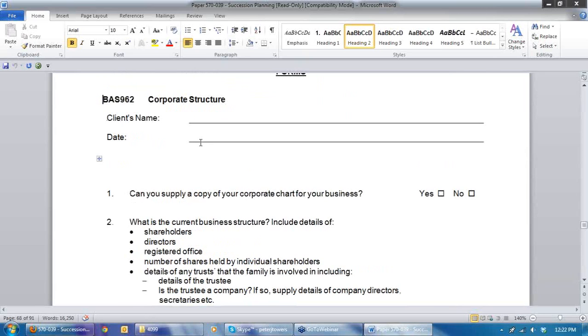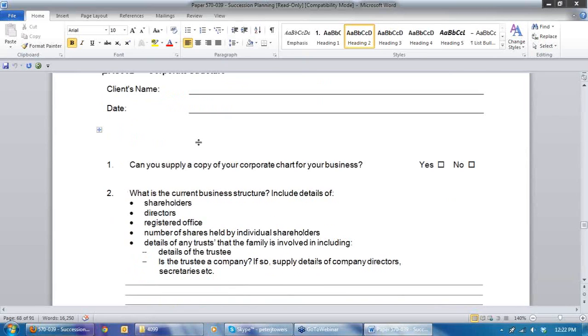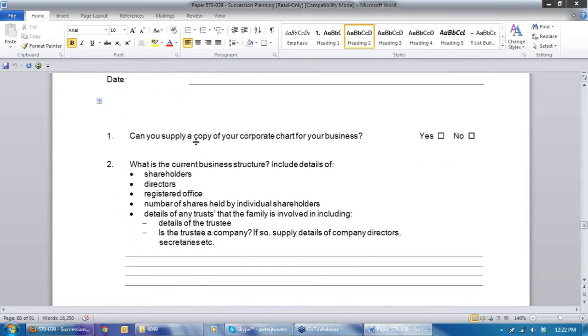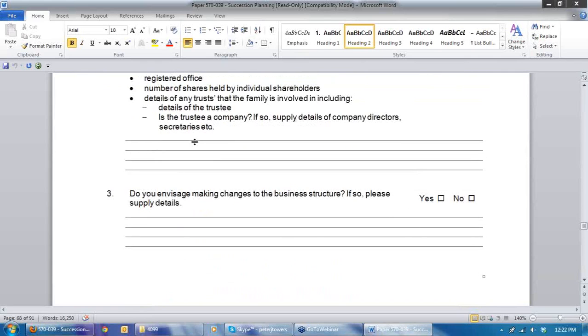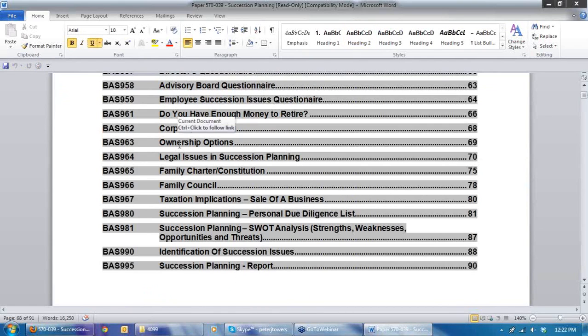So looking at the corporate structure, is this a company? Who are the shareholders? Are the records up to date? The directors' registers, the registered office? Is there a plan for any sort of change to be made to the corporate structure? So you might have that discussion.